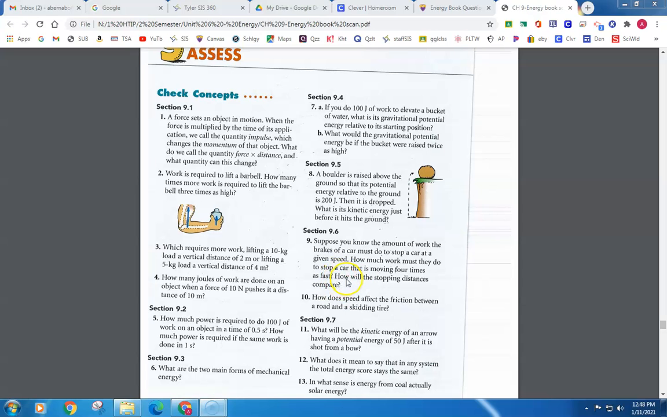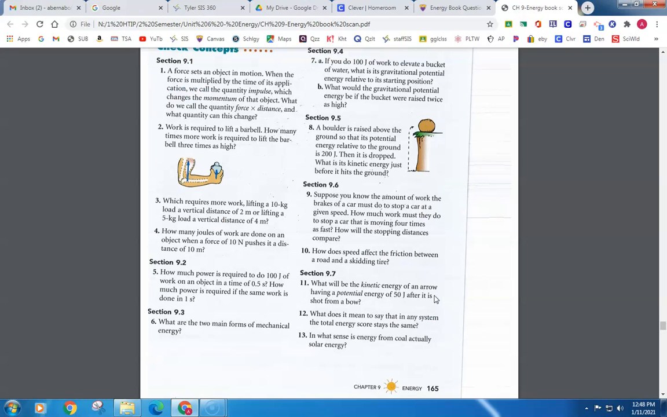How will the stopping distances compare? It will also be 16 times as much. Number 10. Let's see. How does the speed affect friction between the road and a skidding tire? It doesn't. Number 11. What would the kinetic energy of an arrow be having a potential energy of 50 joules after it's shot from the bow? It will be 50 joules.